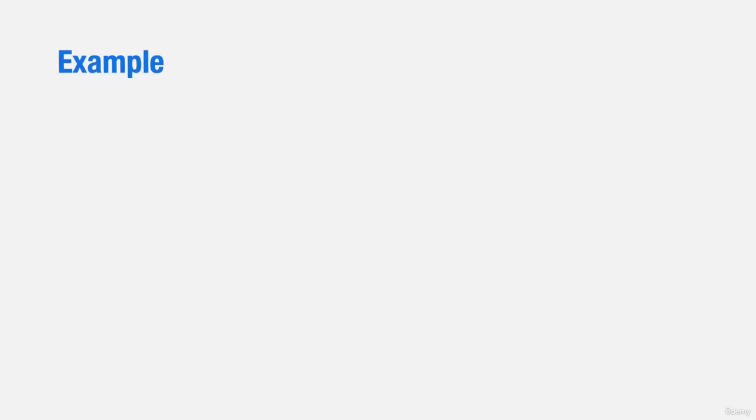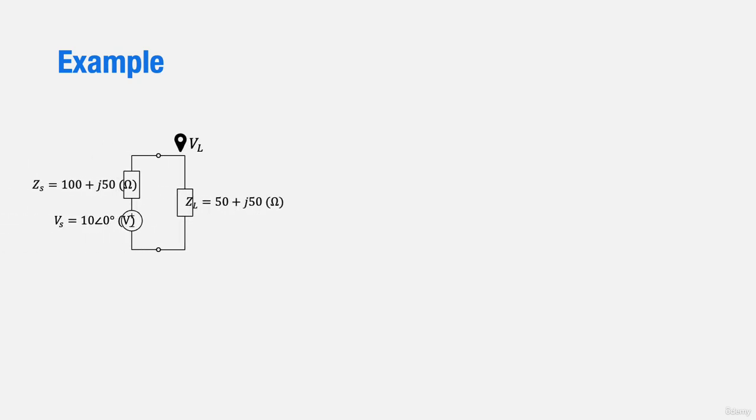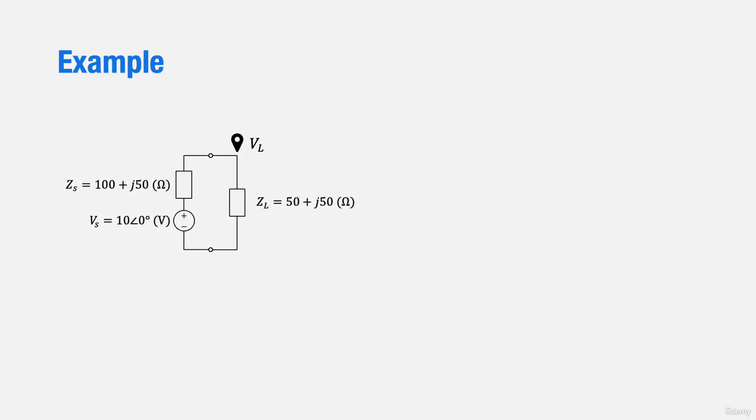Let's examine an example of a transmission line with impedance conversion. In this circuit diagram, the source on the left has a source impedance ZS of 100 plus j50 ohm and is connected to a load ZL of 50 plus j50 ohm. And there is no transmission line connected in between. Our task is to determine the voltage on the load.